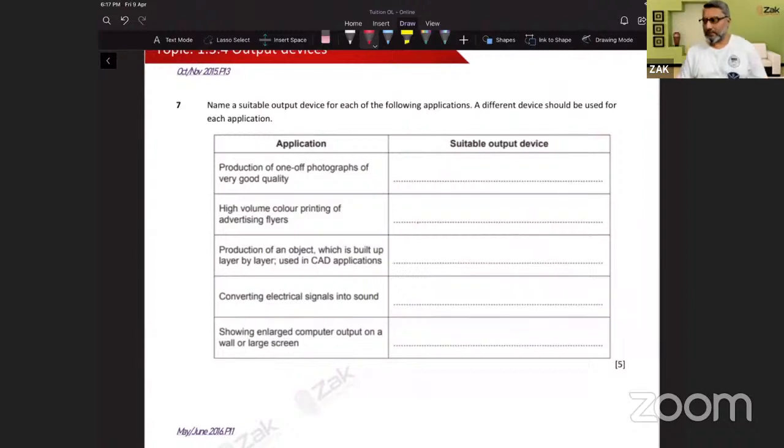जी हाँ, तो इंकजेट प्रिंटर. Production of one of photographs, one of का मतलब है एक, बस एक ही प्रिंटर. हाई वॉल्यूम कलर प्रिंटिंग ऑफ एडवर्टाइजिंग फ्लायर, तो ये इसके लिए बेहतर होगा क्योंकि वॉल्यूम ज्यादा है. लेजर जेट. प्रोडक्शन ऑफ एन ऑब्जेक्ट व्हिच इज बिल्ट अप लेयर बाय लेयर. जब भी लेयर बाय लेयर बिल्डिंग की बात आएगी तो दिस इज 3D प्रिंटर यूज्ड इन कैड एप्लीकेशंस.